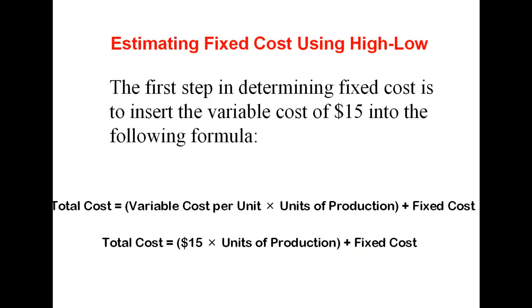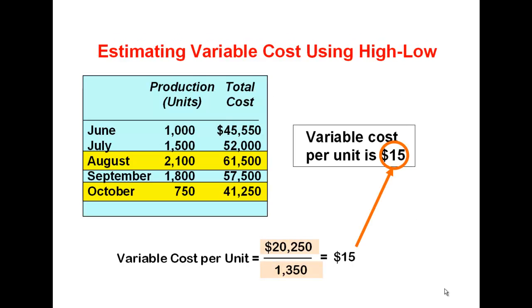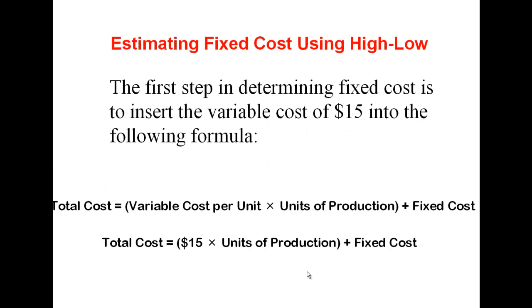So we figured out that it was 15 bucks. Remember, 15 bucks is the variable component. And so then the next step we're going to have here is to insert the variable cost of $15 into the following formula. So the total cost is going to be equal to the variable cost per unit, in this case 15, times the units of production plus the fixed cost.